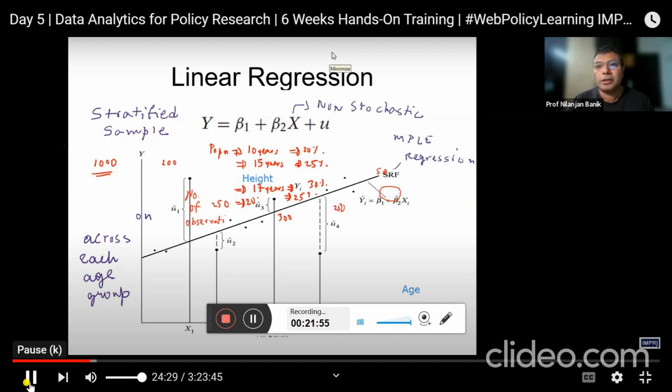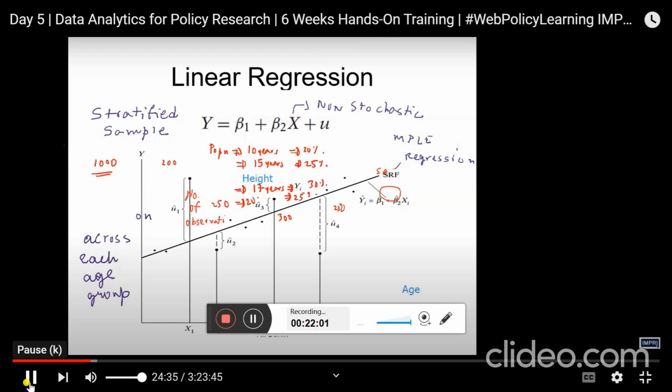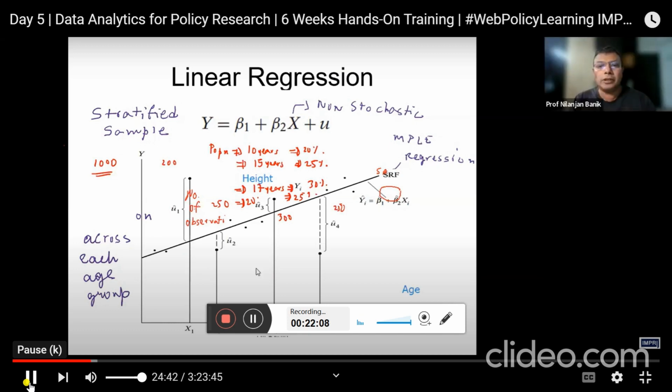Please make it clear, because otherwise you will again get confused. Aditi had a question, but she can speak. No issues, sir. Go ahead. Anyone can ask any question, okay? Because then only you'll understand.